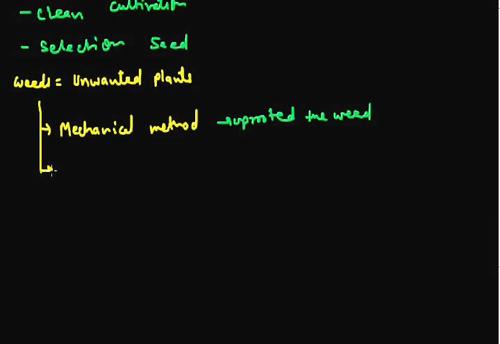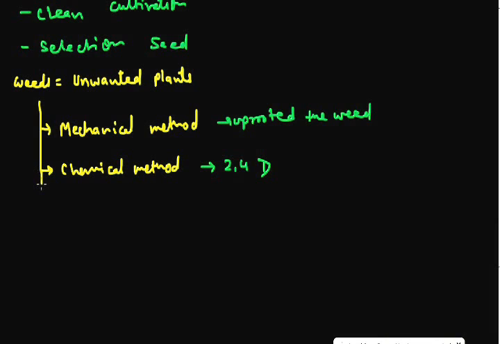The second method is the chemical method. In the chemical method, we use some chemicals or weedicides which kill the unwanted plants. For example, 2,4-D is a weedicide which kills the unwanted plants.